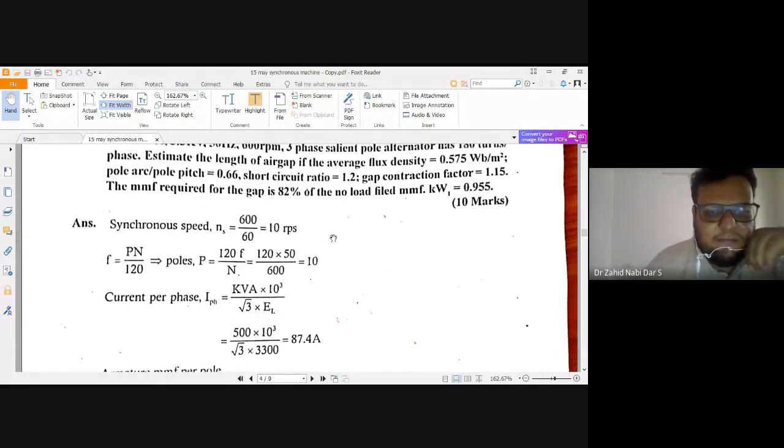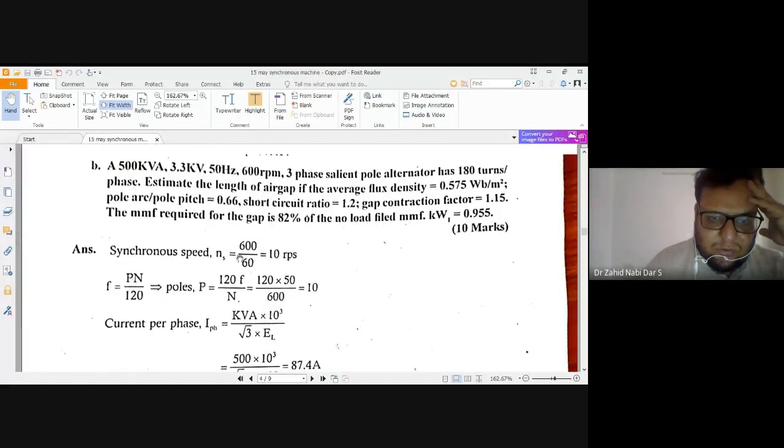Okay, so what can we get? First of all, we will get synchronous speed. I told you NS in terms of RPS, 600 by 60, that is 10 RPS. Now the number of poles: NS is equal to 120 F by P. Okay, that formula only. Or number of poles, if we want, P is equal to 120 F by N. So 120 into 50 divided by 600. So number of poles, 10 poles we got.